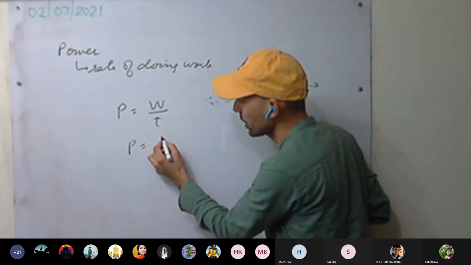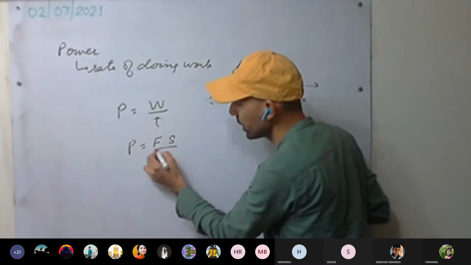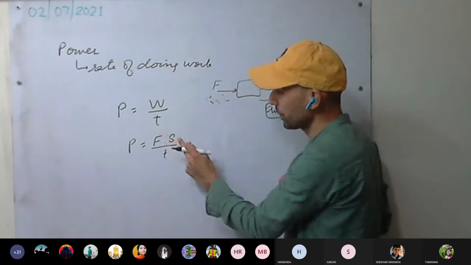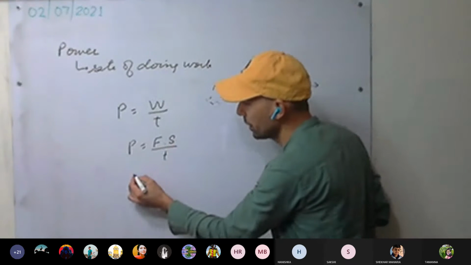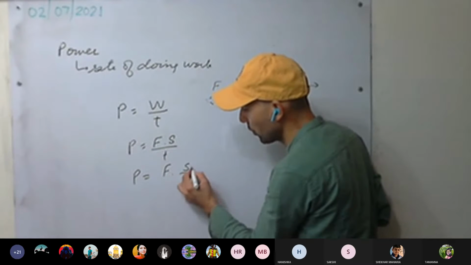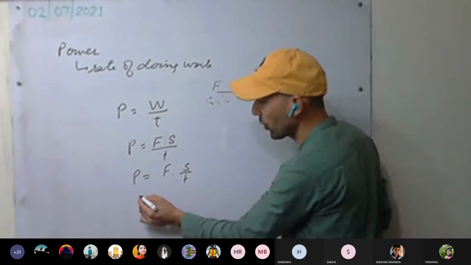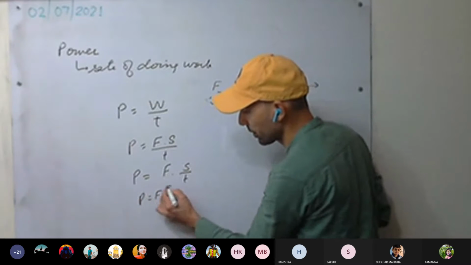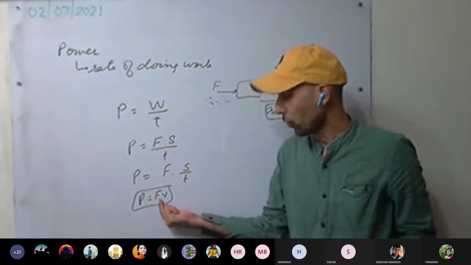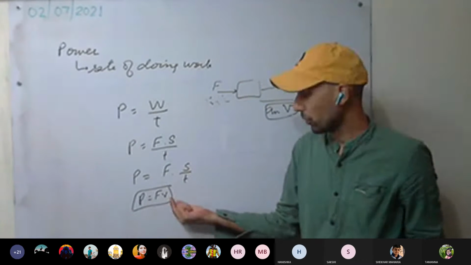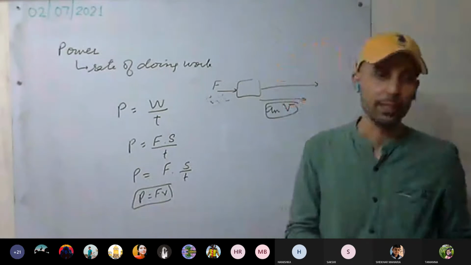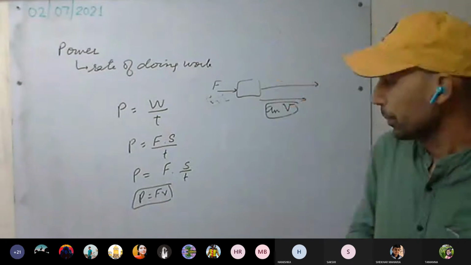Work done is how much? Force into displacement divided by time. This is the power. Work done per unit time. Power equal to F into S by T. What is S by T? Displacement upon time is what? Velocity. So power can be defined as when force is being applied and body moves with an average velocity v, then power spent will be P.